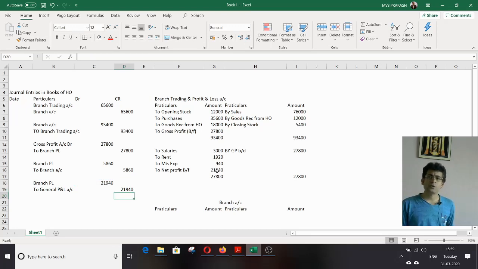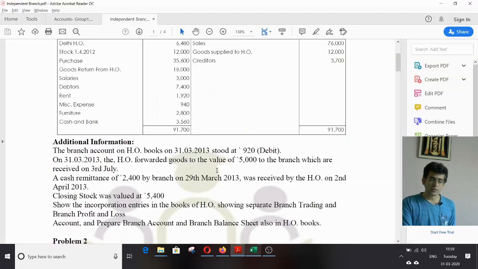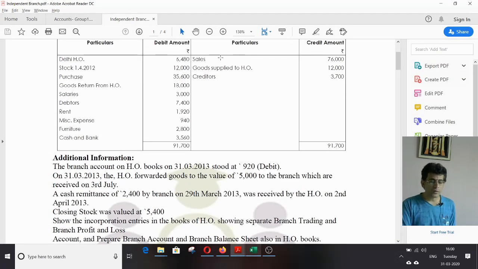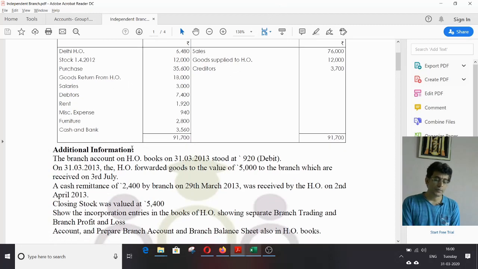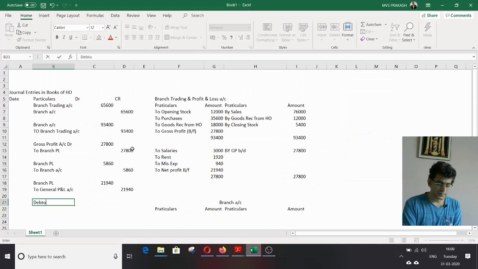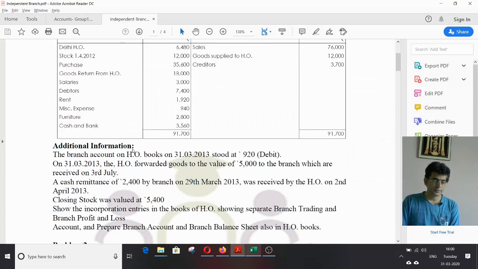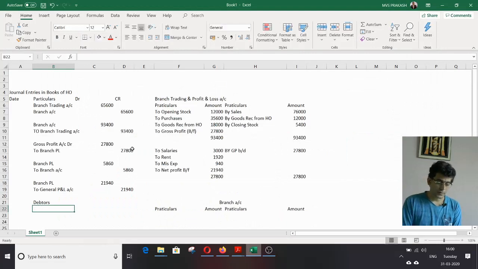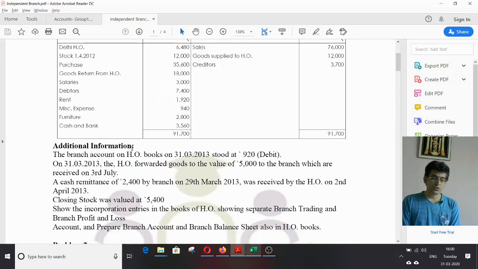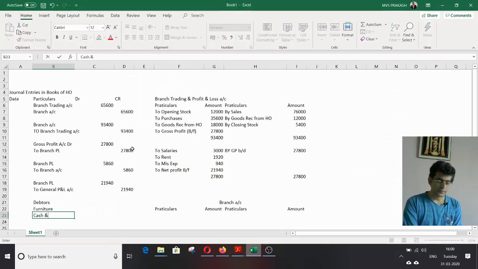Now I need to bring assets of the branch, I need to bring the liabilities of the branch, then finally we can go and close the branch account as well as the balance sheet. We'll come to the branch account at the later stage once the entries part is done. Now let us go back to the trial balance given there. What assets you have? Okay, the following assets have to be brought down. Debtors, furniture, cash and bank you are having.